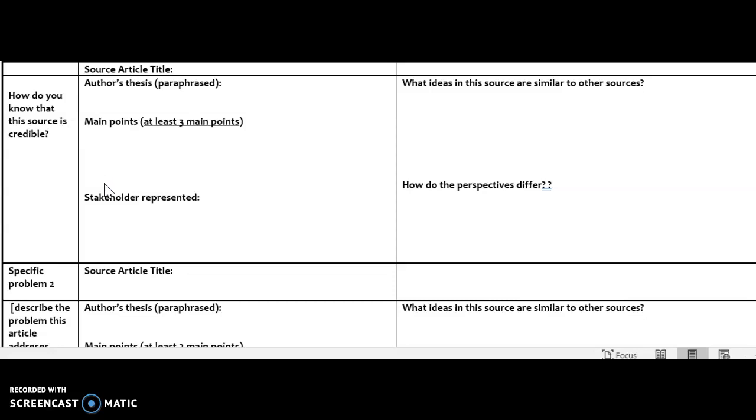I want to remind you that the only sources you can use right now are the sources in the research bank, the sources in the list from the list on Canvas, which will be under this module, and the sources in the database.